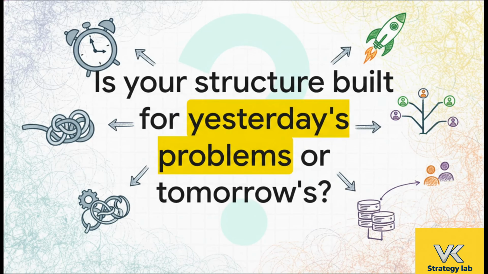And all of this leaves us with one final and I think critical question you need to be asking. Is your organization's structure built to solve yesterday's problems, or is it truly ready for tomorrow's opportunities? Because choosing the right model isn't just about efficiency today. It's about building an organization that's agile and adaptable enough for a future where technology isn't just a tool we use, but a core collaborator we work with.